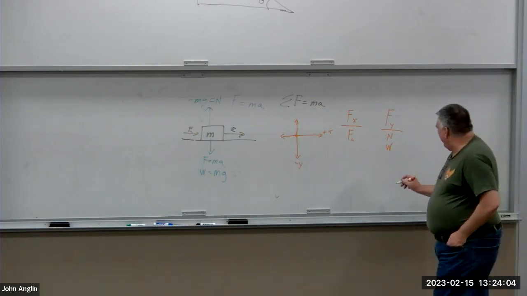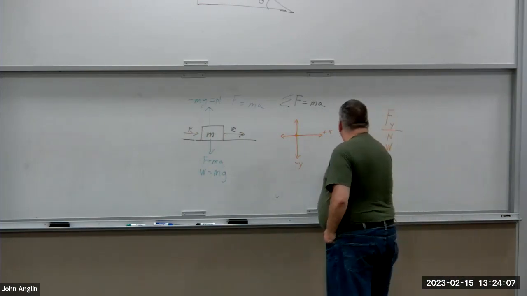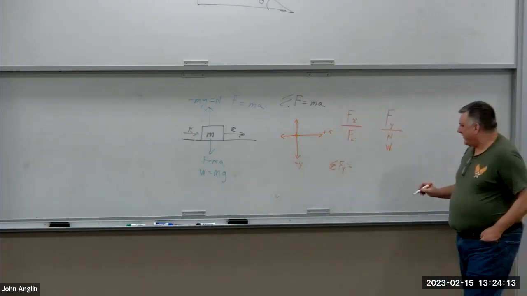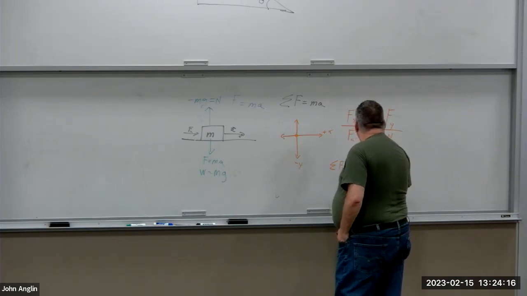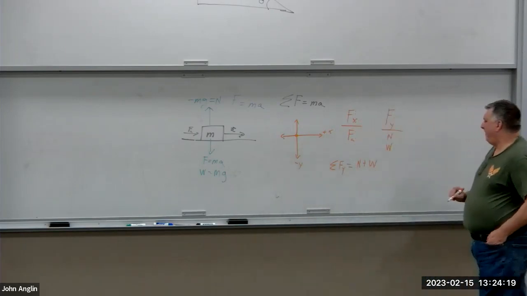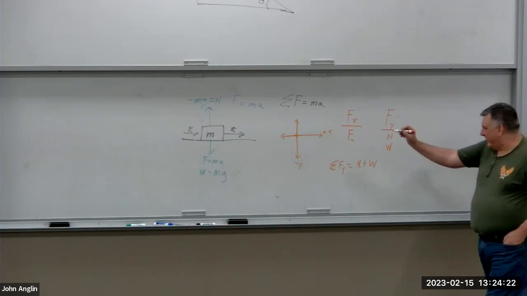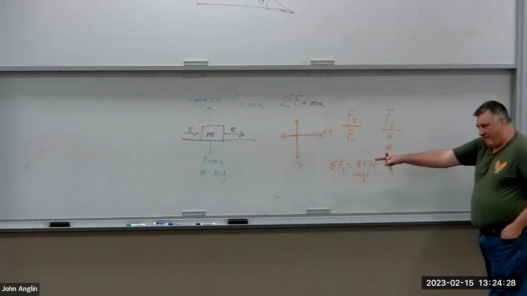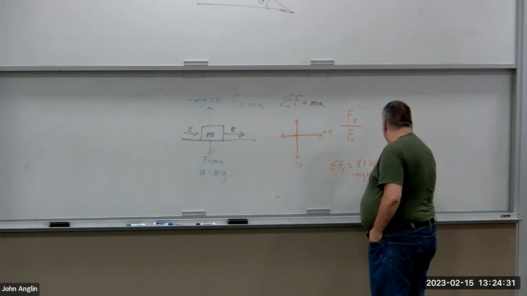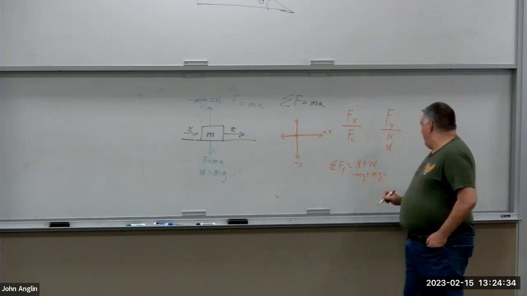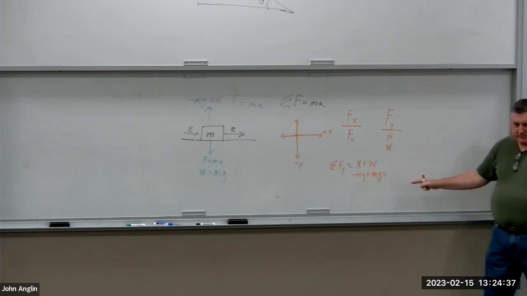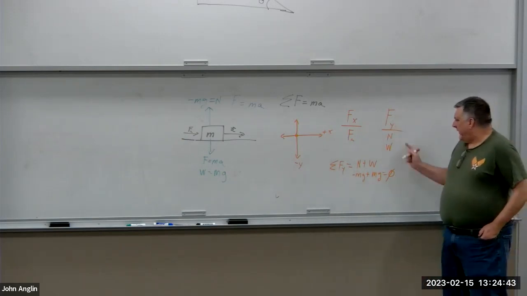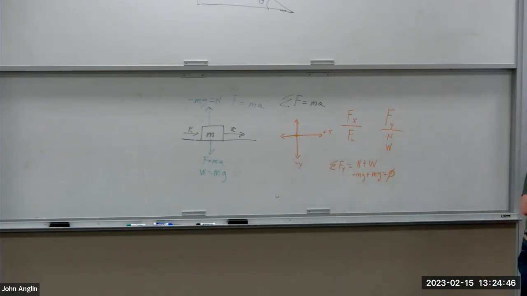Let's do this first. Let's add all of the forces in the y direction. Well, that's our normal force plus our weight force. We know the normal force is minus mg. We know the weight force is just mg. So minus mg plus positive mg, it's got to be 0. So that means there are no net forces in the y direction.